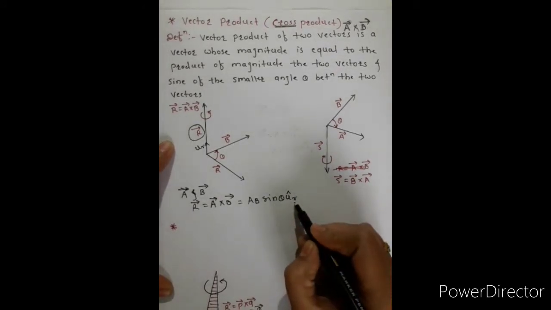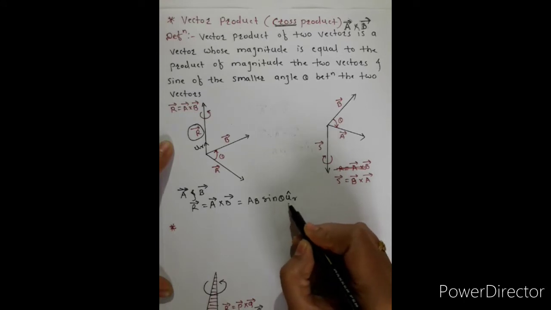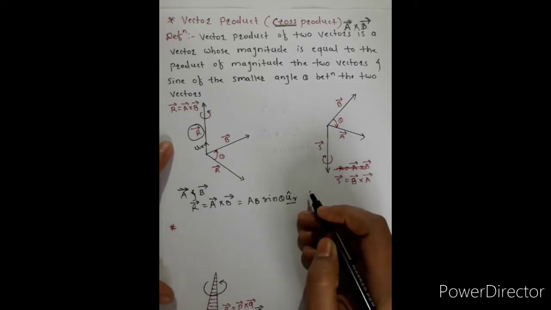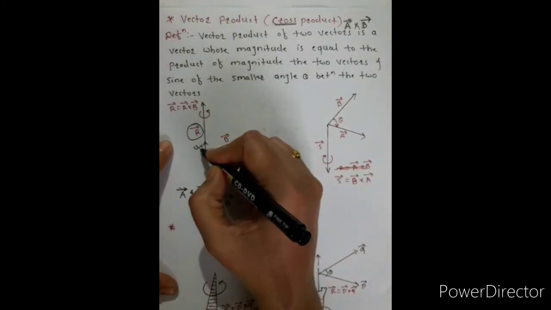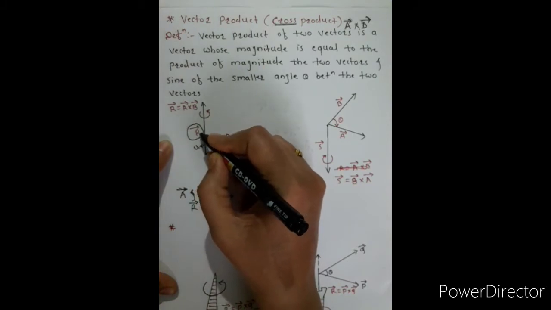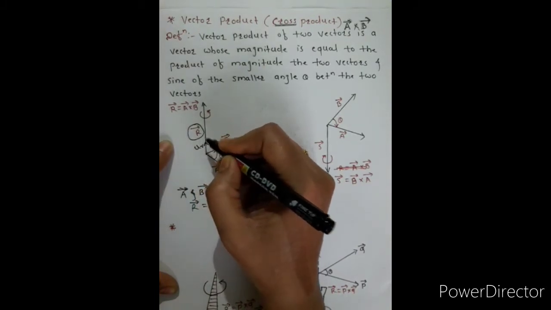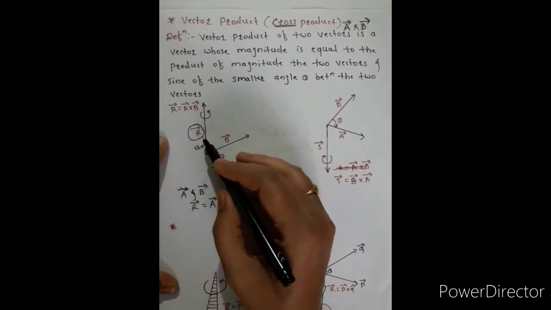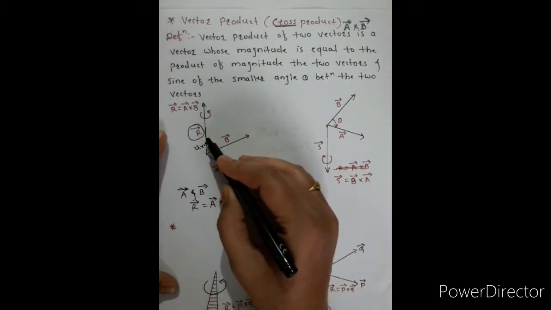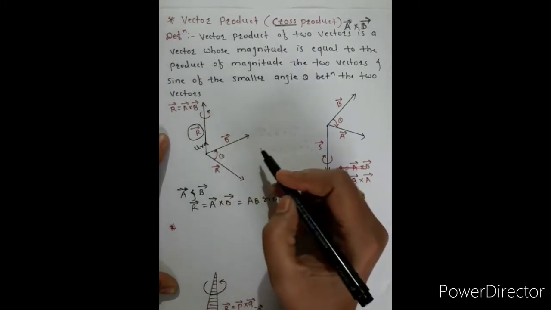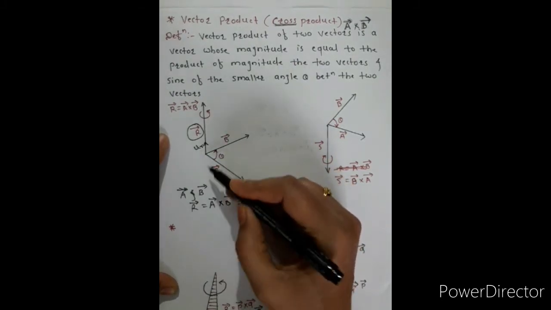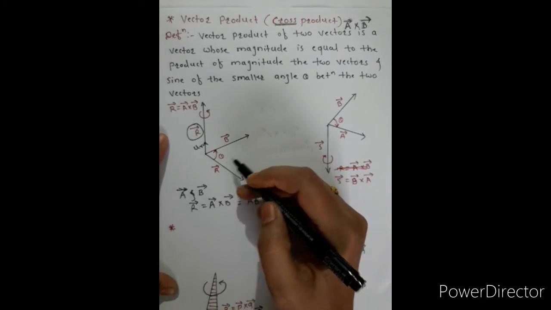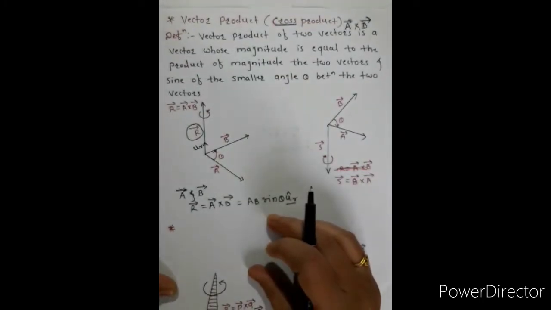Where u cap R is a unit vector in the direction of R. Here vector R is perpendicular to the plane containing the two vectors. It is given by the right-handed screw rule.